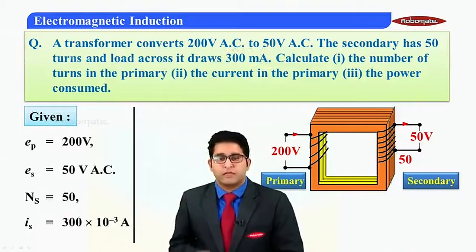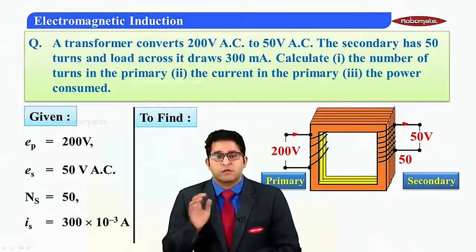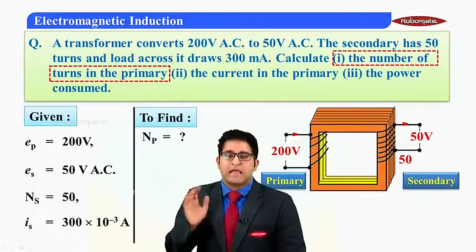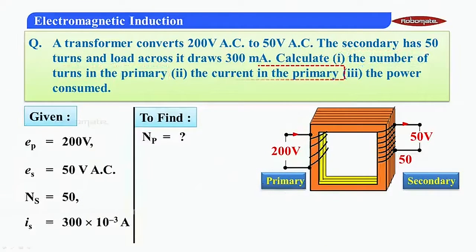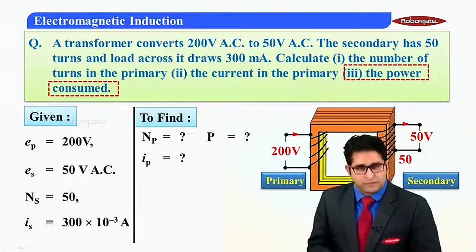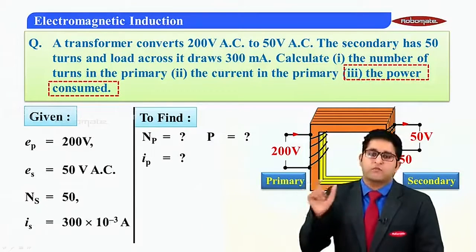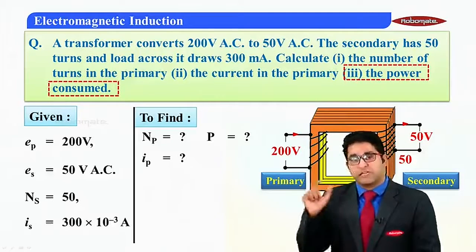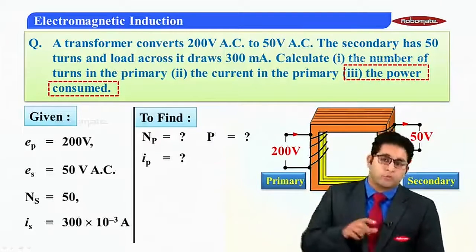And what we are supposed to find? Here we are supposed to find the number of turns in primary, that is NP, right? And we are supposed to find current in primary, that is IP, right? And then we are supposed to calculate the value of power consumed, that is P, right? Now over here we'll assume transformer as ideal transformer. That means input power will be equal to output power.